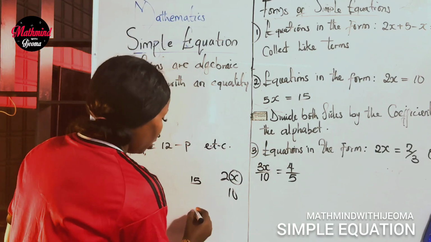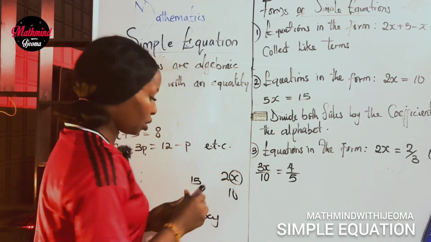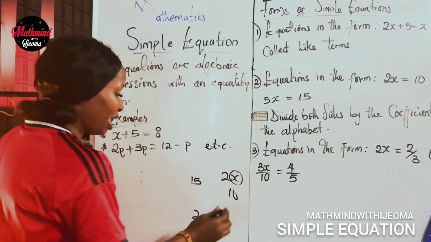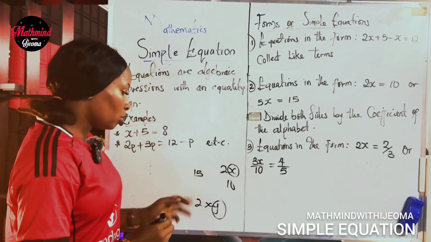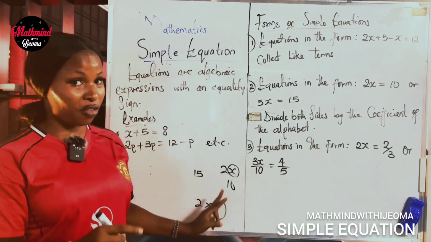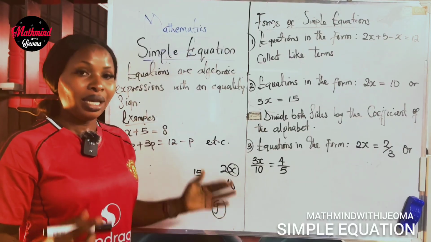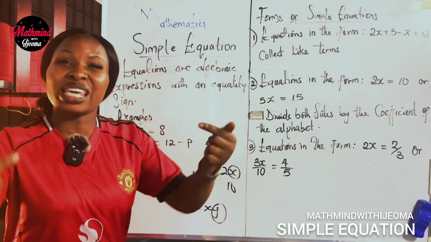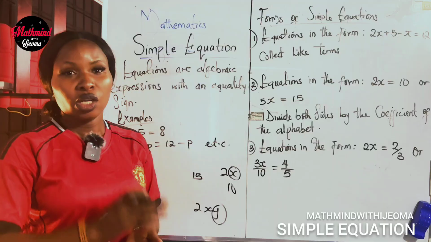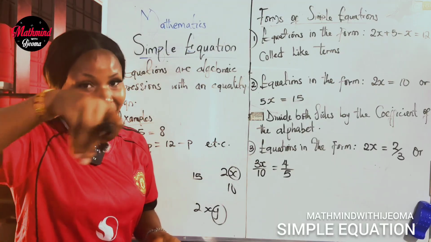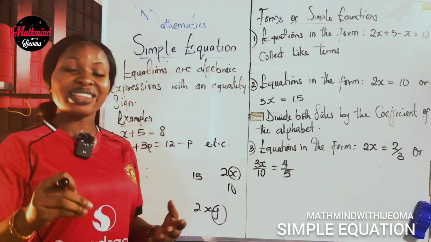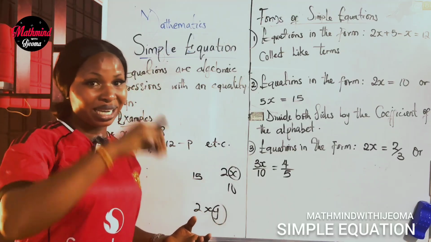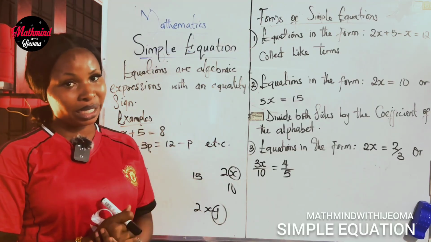Let's have 2xy. If we are talking about the coefficient of y, that means it's 2x that is the coefficient of y. Why? 2x is what is making y not to stand alone. 2x is what is multiplying y. That's coefficient. Coefficient is anything multiplying the required letter or alphabet.